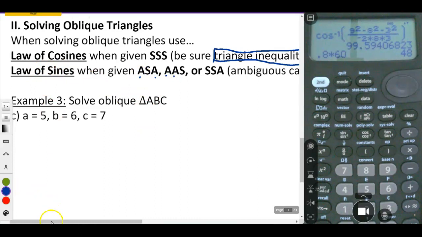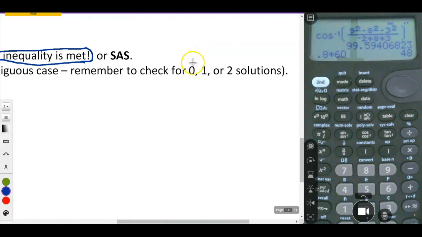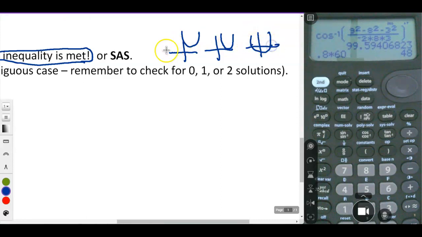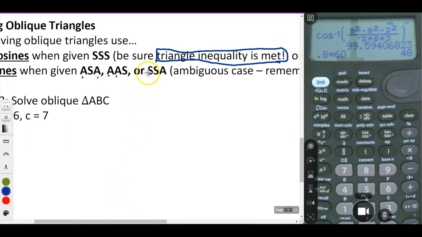Now, the thing that we have not gone over is that there's some ambiguity, kind of like when you guys are graphing parabolas. Sometimes you could have 0 solutions, sometimes 1 solution, and sometimes 2 solutions, right? So any given quadratic had a possibility of having 0, 1, or 2 solutions. This shows up when you have 2 sides and an angle, but the angle isn't included, right? So it's side, side, angle.